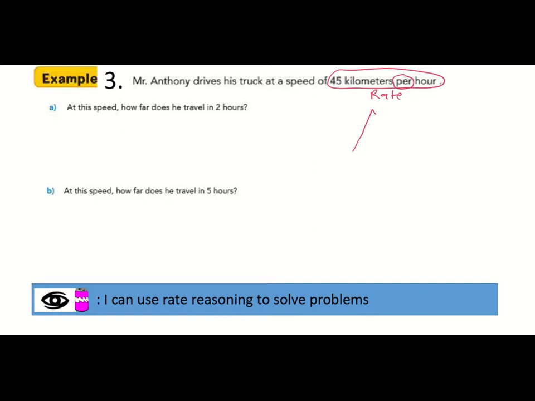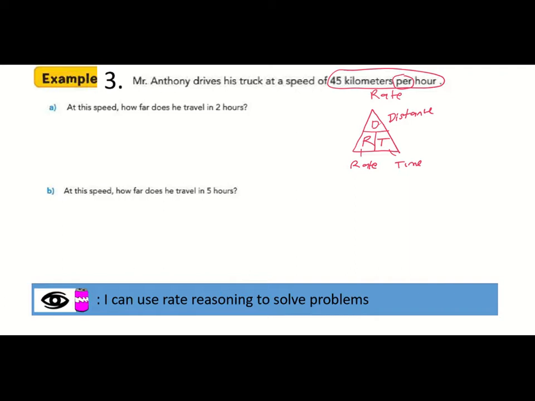I'm going to draw a triangle, and inside the triangle, I'm going to put D on the top, and the D stands for distance. I would put R down here, and the R stands for rate, or how fast something's going. I would put T down here, and the T stands for time. So we can generate a rate equation using this diagram.